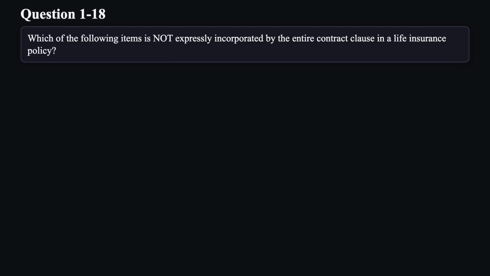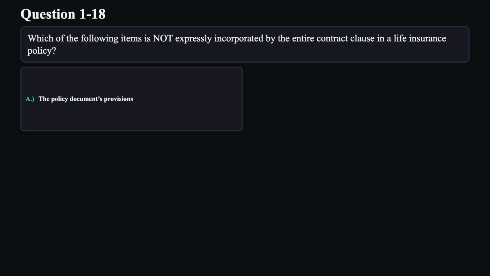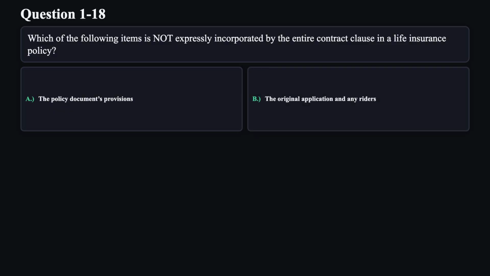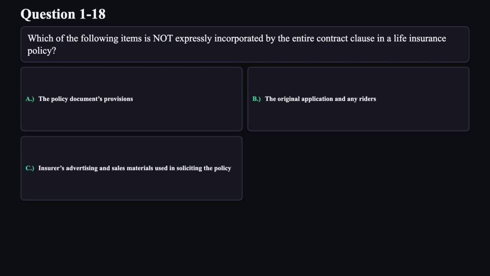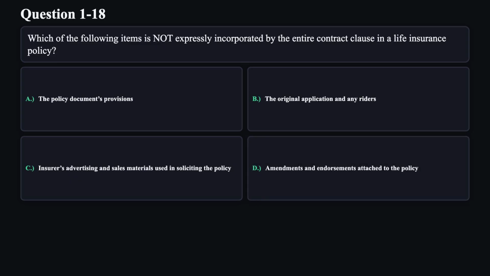Question 18. Which of the following items is not expressly incorporated by the entire contract clause in a life insurance policy? A. The policy documents provisions. B. The original application and any riders. C. Insurers' advertising and sales materials used in soliciting the policy. D. Amendments and endorsements attached to the policy.